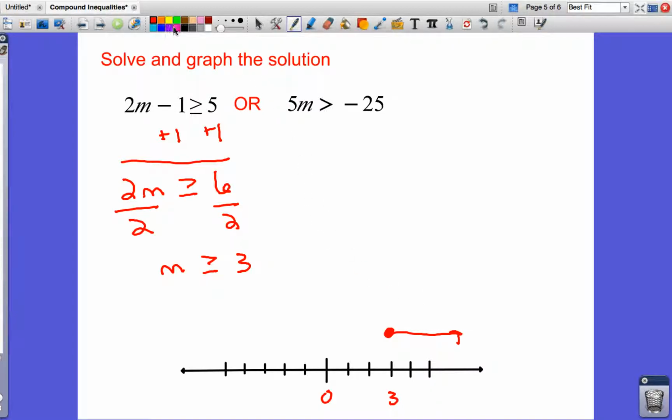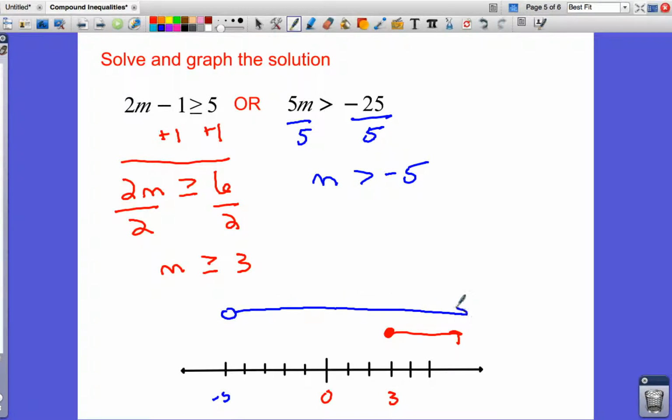Okay, now I have 5m is greater than -25. So let's go ahead and solve for m by dividing both sides by 5. And I'll be left with m is greater than -5. So let's go ahead and graph that. 1, 2, 3, 4, 5. Here's my -5. Open circle, shaded to the right. So I graphed my two separate inequalities.